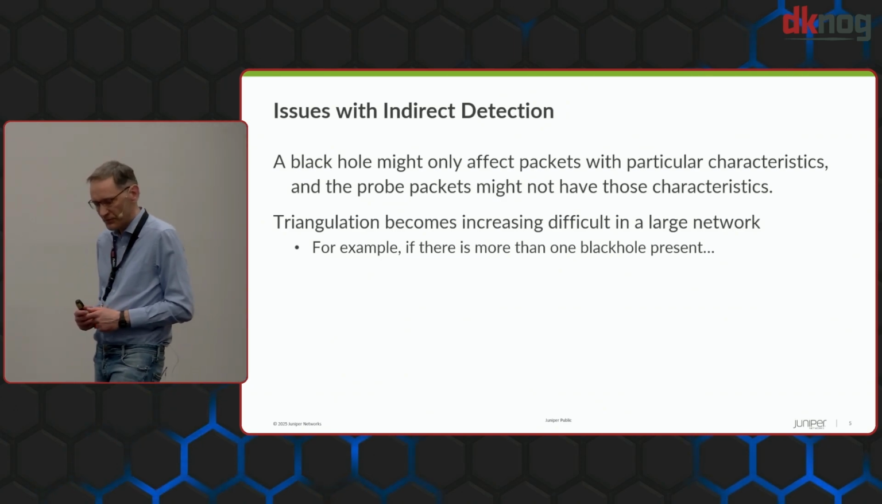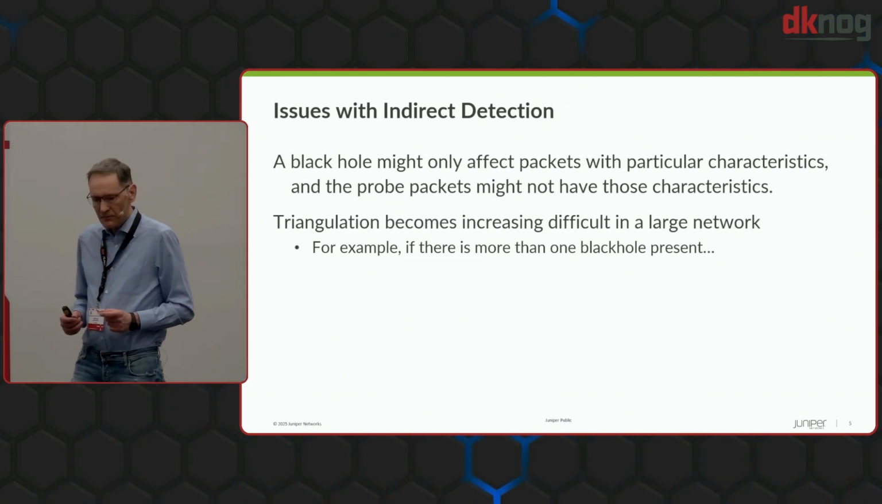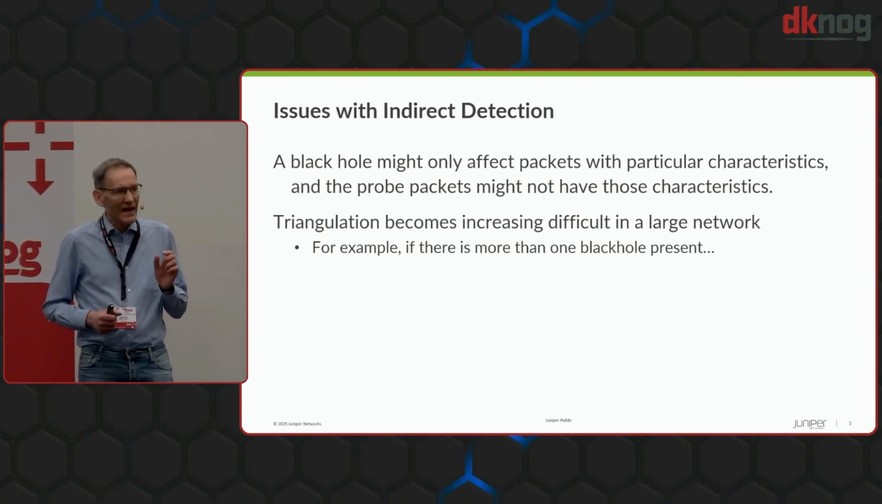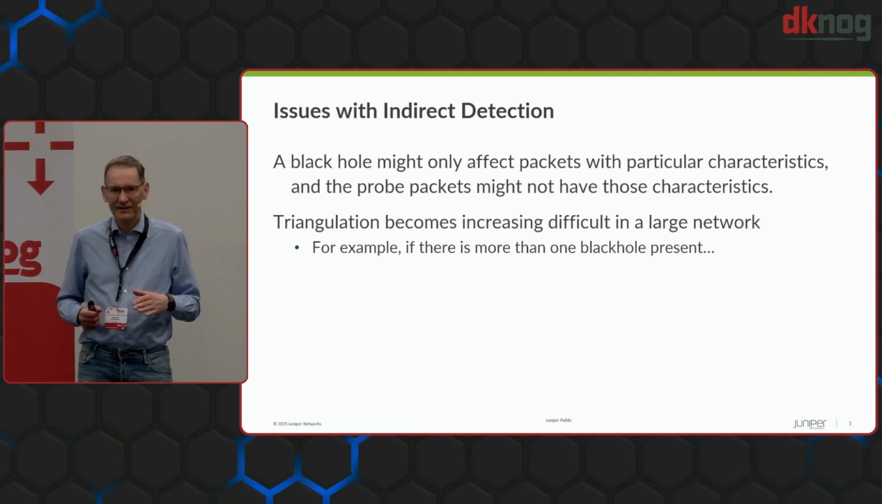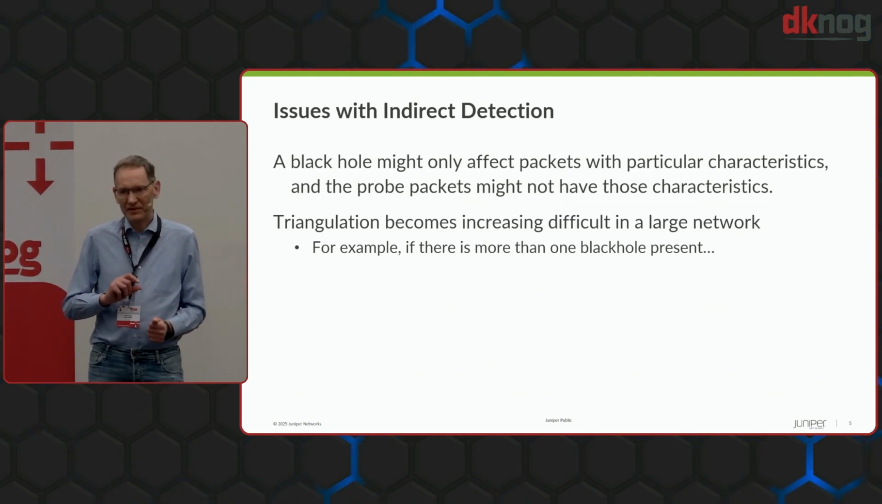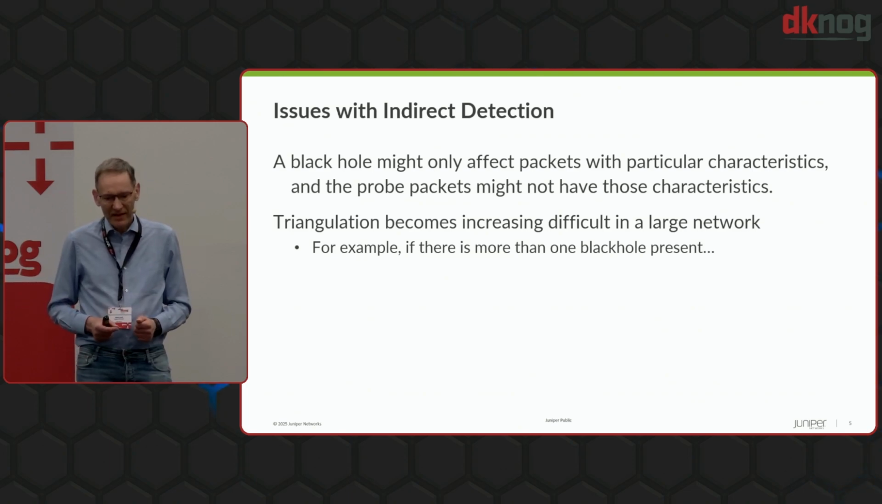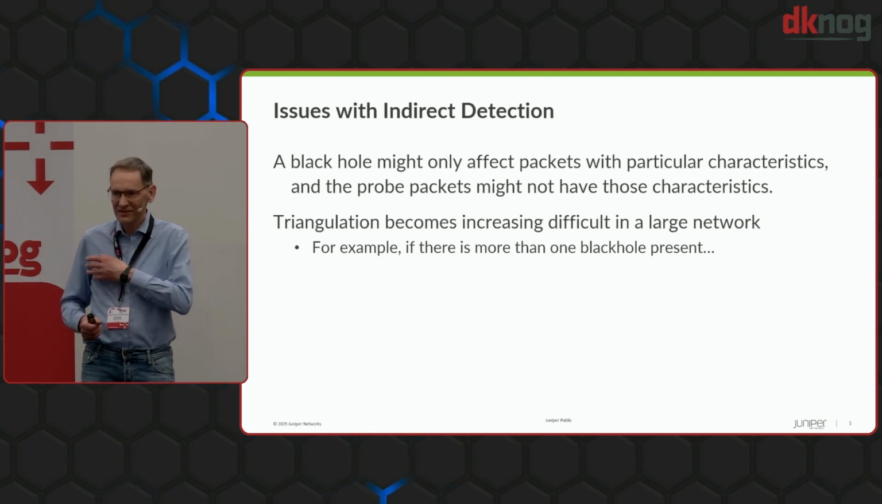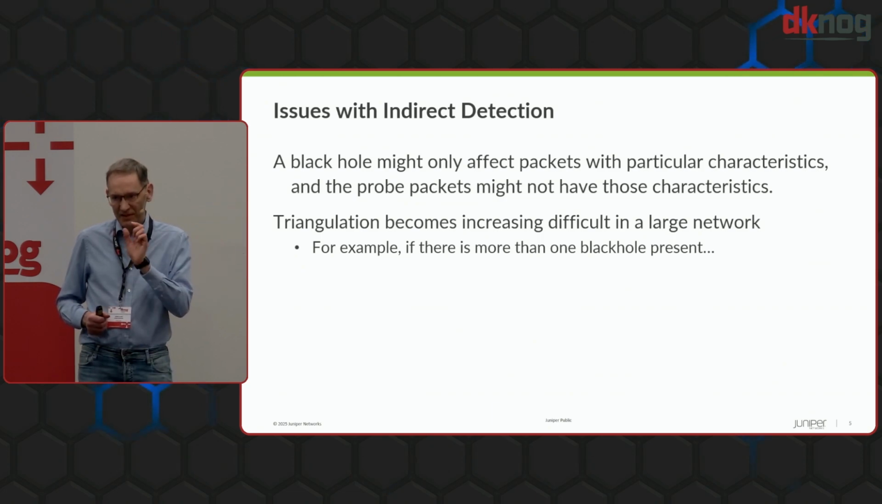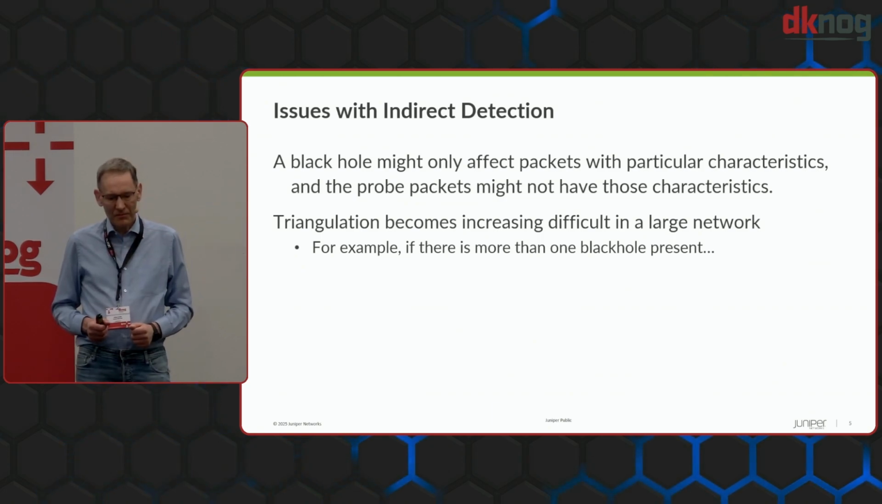But there is an issue with indirect detection. The main one is that a black hole might only affect packets with particular characteristics, particular destination address, particular label, particular packet size, etc. And the probe packets might not have those characteristics. So those are getting through perfectly fine, but particular packets are still being black holed.